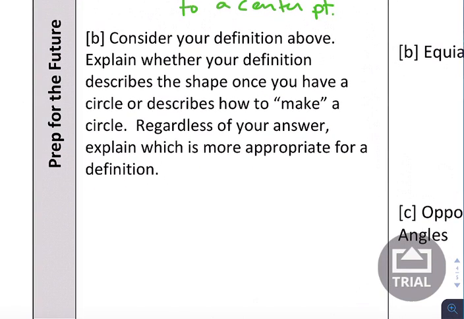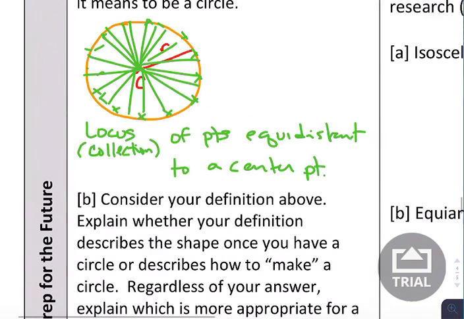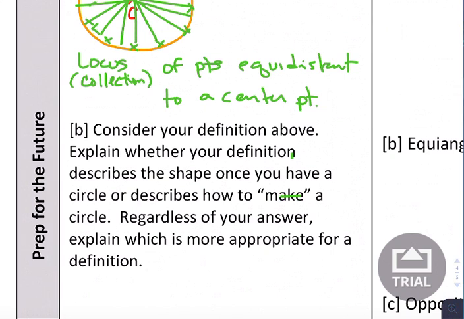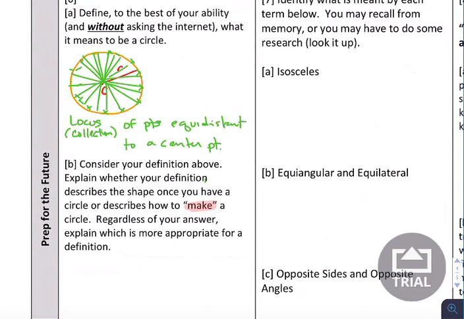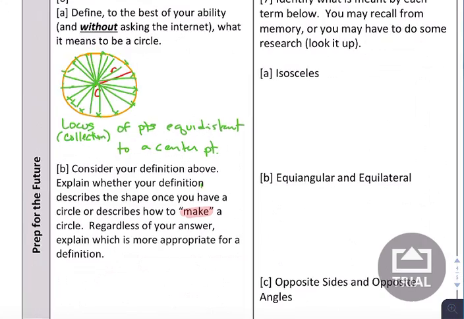It's not so much that your definition should just describe it, because anybody can, but you should think about how. Ooh, that's not a highlighter. You should think about how this makes a circle. In the end, a locus of points that makes a circle is a much better definition to rely on than saying, oh, this thing is generally round.